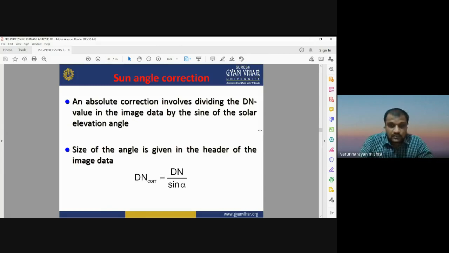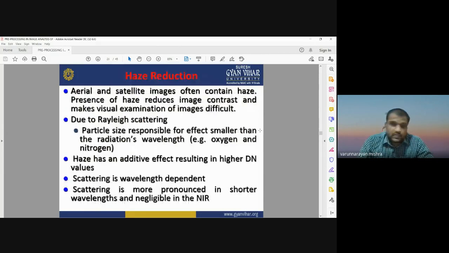Haze reduction is also a kind of radiometric correction. In some cases, aerial photographs and satellite images have some kind of haze. The presence of haze reduces the contrast or brightness of the image. It also affects the visual interpretation of the image. It is difficult to visually interpret images when there is haze in the satellite images.